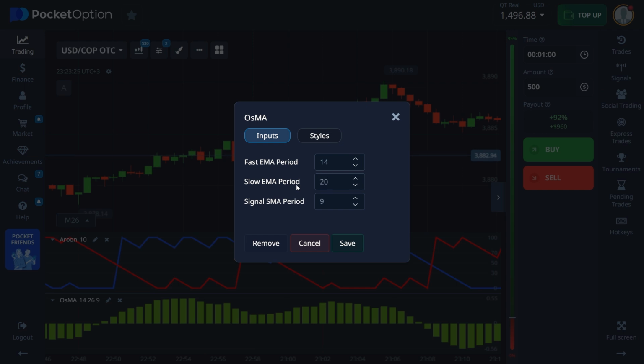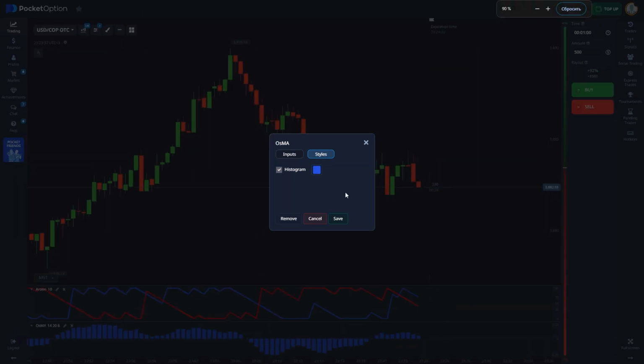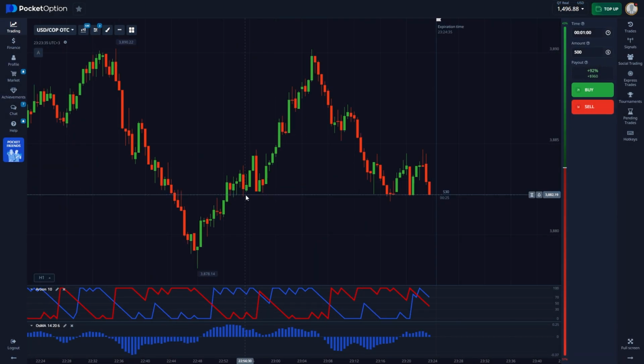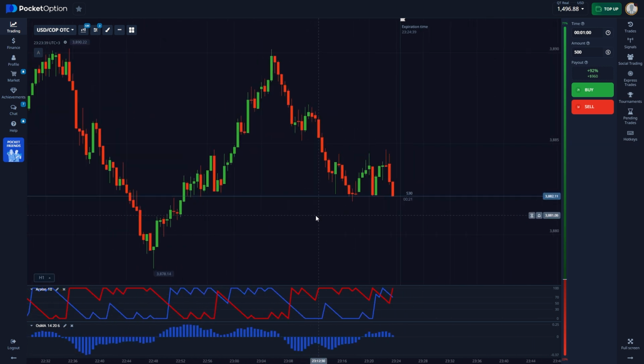I'll set this one to 14, this one to 20, and this one to 6. And we'll tweak the style a little. I prefer the color blue, so I'll set it and click save. Right now our strategy is fully set up and we're already ready to start earning with this indicator combination.